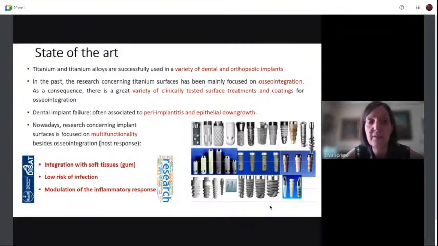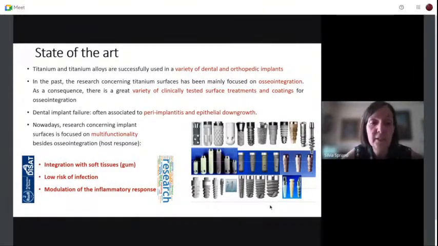In the past, the research was very much focused on osseointegration. And as a result, we currently have a variety of clinically tested surface treatments or coatings for osseointegration. But despite this, we have dental or orthopedic implant failure. In the case of dental implants, they are often associated with peri-implantitis and epithelial downgrowth. So nowadays, the research is much more focused on multifunctionality. That means, besides osseointegration, a specific response and several actions together on the same surface.